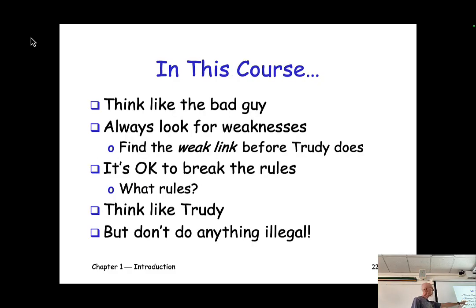So again, think like the bad guy. Always look for that weakness, the weak link. Where can you find the flaw in this particular system? You can break the rules in class within limits. All right. We think like Trudy, but don't do anything stupid or illegal. Okay? Don't do something illegal and say, hey, my professor said that was okay. Because I said it's not. It's here on video. I said it's not okay to do that. All right. Okay. So any questions?